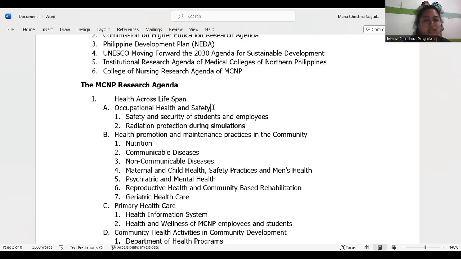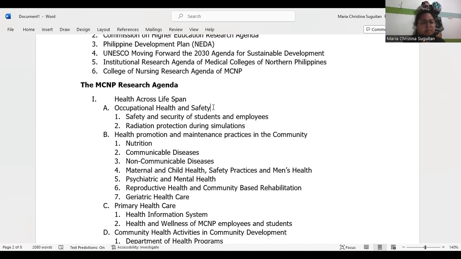Kaya nga nagko-community extension kayo. So, that's part of the MCNP research agenda. Di ba? Ano ba mga pina-priority nyo doon? Food feeding kayo, di ba? Yan, nutrition, and then the communicable diseases, non-communicable diseases. Ayan, MCN, the maternal and child health, safety practices and men's health, that's part of research din po. Kaya nga, nagaganap yung mga ganong event, the community extension.